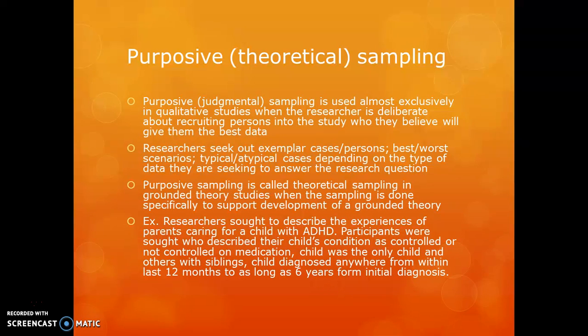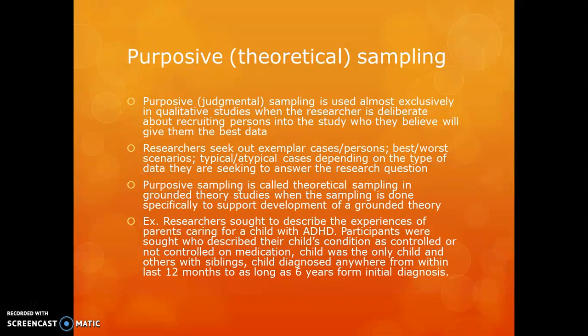Purposive or theoretical sampling. Purposive sampling is also called judgmental sampling. It's used almost always in qualitative studies. The researcher deliberately tries to recruit people into the study who they think will give them the best data. So they get exemplar cases, the best, worst scenarios, typical, atypical cases, depending on the kind of question that they're asking.